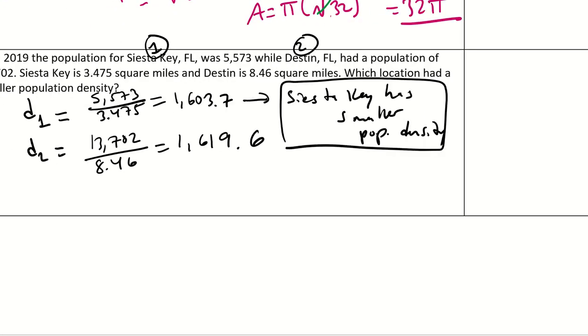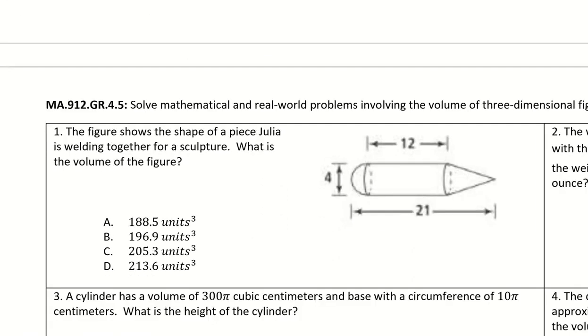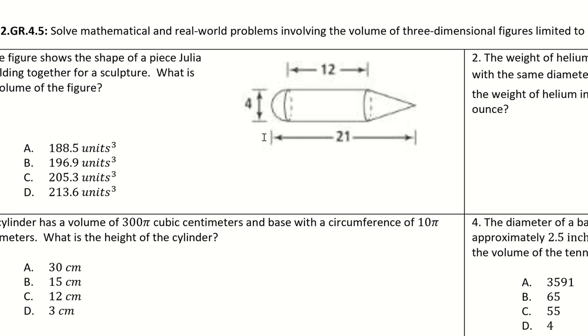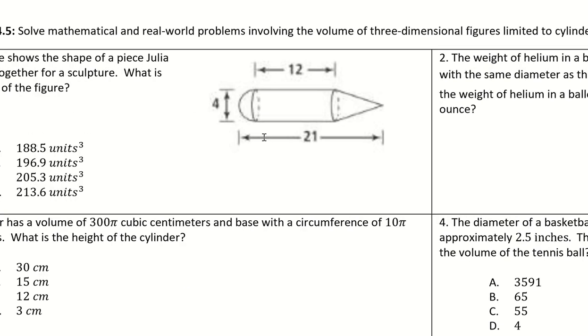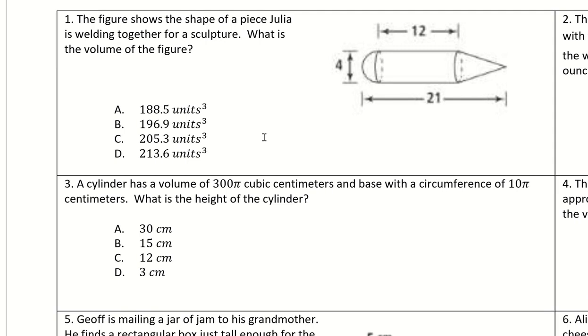All right, number 27, page 27. It says solve mathematical real-world problems involving the volume of 3D figures. So number one, figure one shows the shape of a piece Julia is welding together for a sculpture. What is the volume of the figure? Okay, so we'll call this number one, call this number two, and then this number three, because we have three different shapes here.